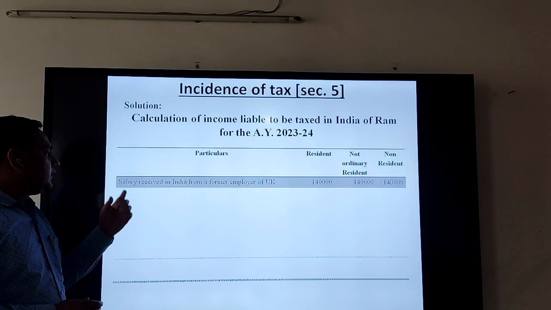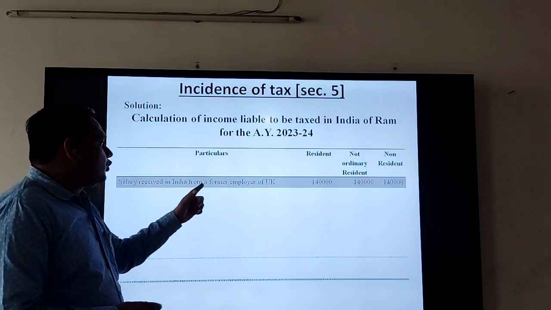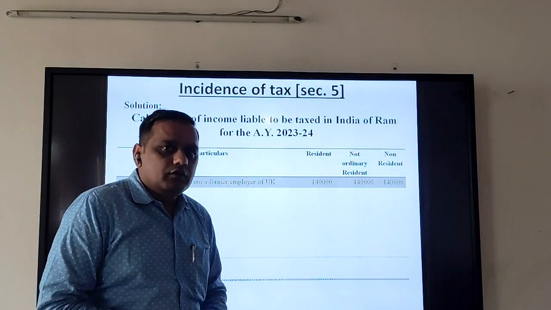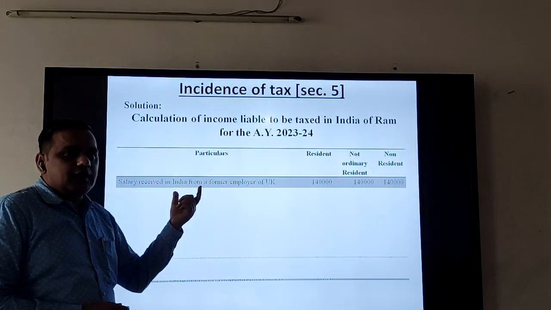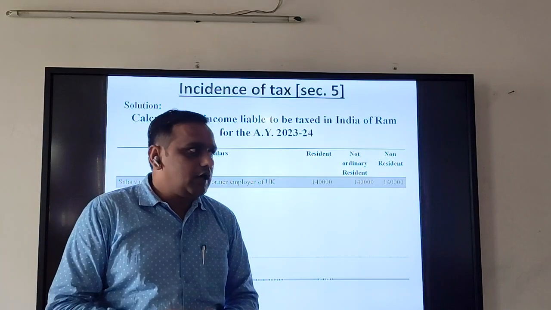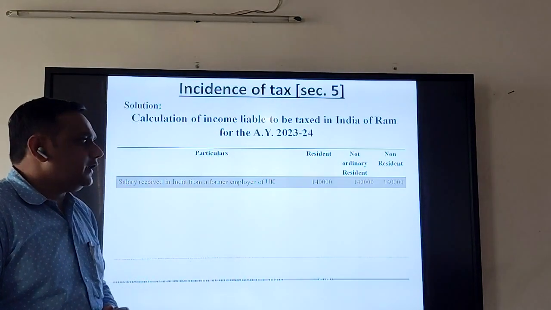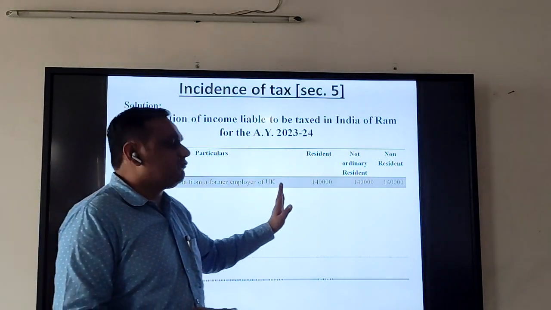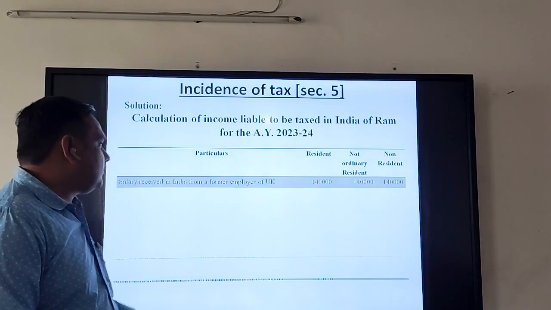The first income is salary received in India from a former employer in UK. So you can see salary received in India. What is the rule for Indian income? Whether you have received it or you have earned it in India, it will be treated as an Indian income, and Indian income is taxable for all the three types of residential status.